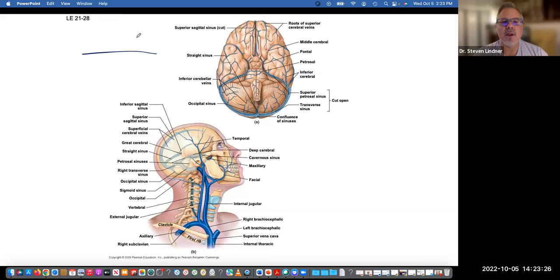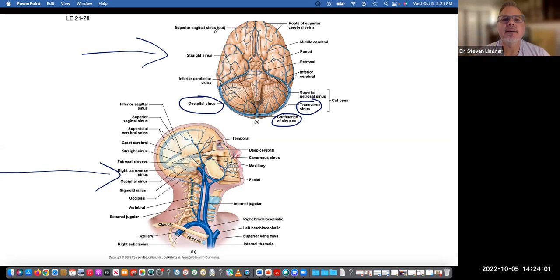So let's start up here. What are some of the key structures? We'll look at the head and neck. But right here, we're looking at the brain from inferior. Some of the key structures are going to be the transverse sinus, the confluence of sinuses, the occipital sinus. That's going to be kind of where blood is going to find its way, the superior sagittal sinus. Those are some of the biggies.